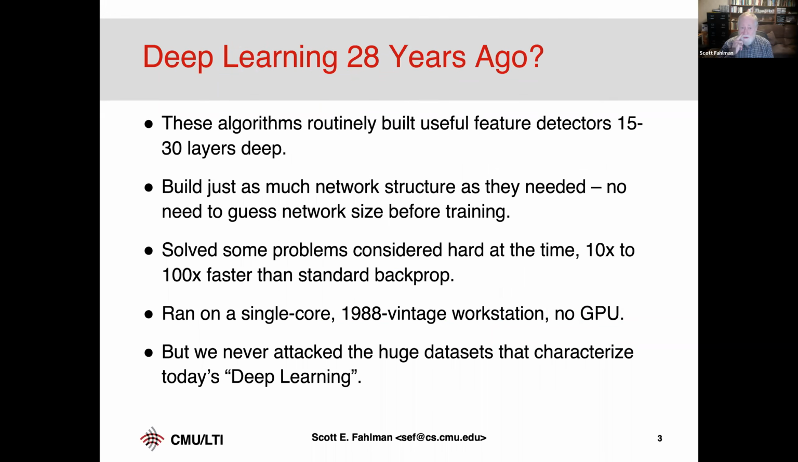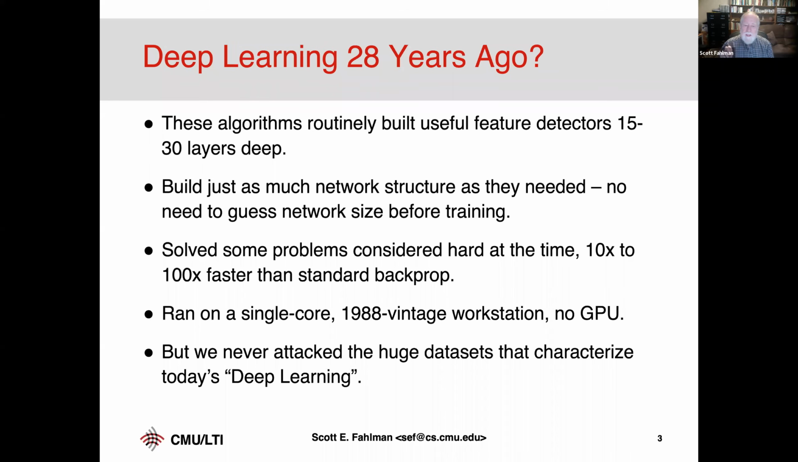The algorithms I'm describing are arguably the first deep learning networks. Why do I say that? They routinely built useful feature detectors that were 15 or 20 or 30 layers deep. And that's what all the excitement in deep learning is about. In deep networks, you can build complex feature detectors. As we will see, this builds some fairly complex ones.